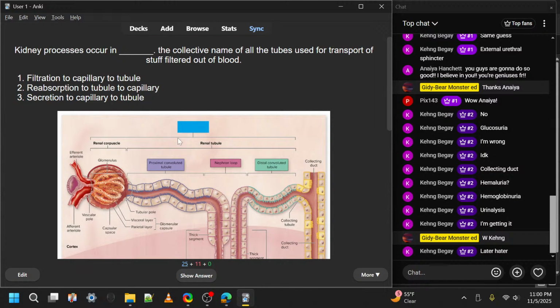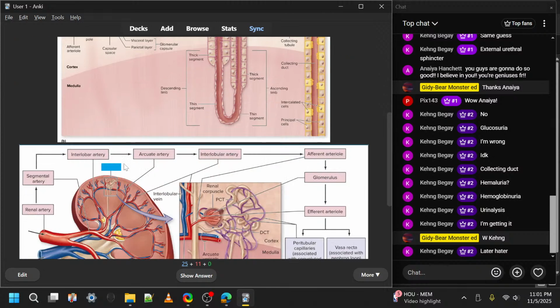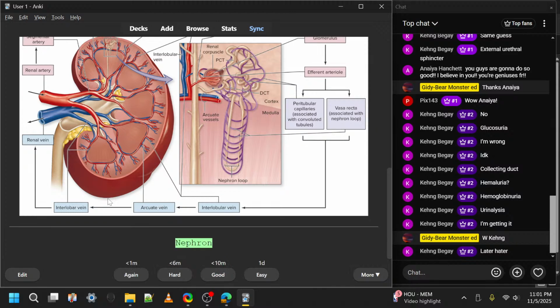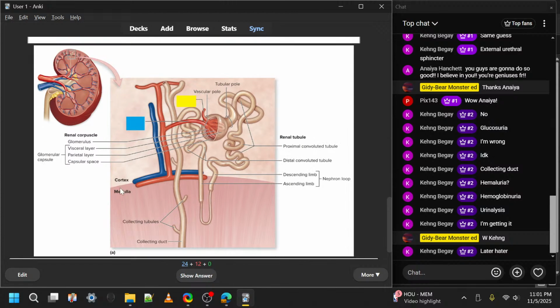This is the nephron. Filtration from capillary to tubule. Reabsorption from tubule to capillary. Secretion from capillary to tubule. Okay. This is the nephron.